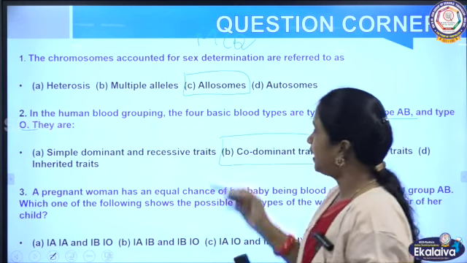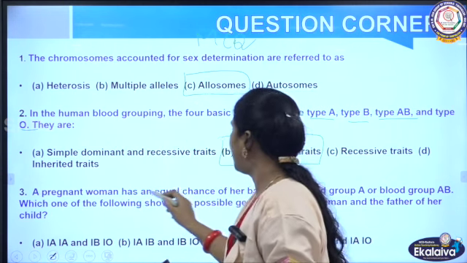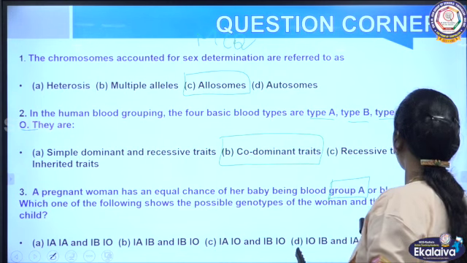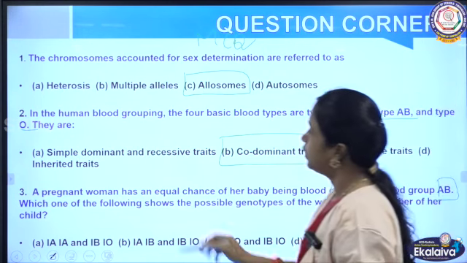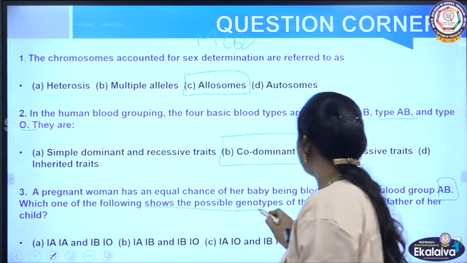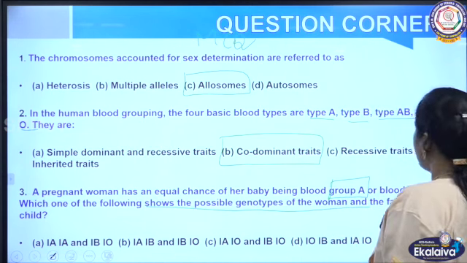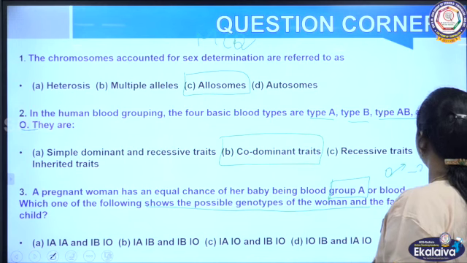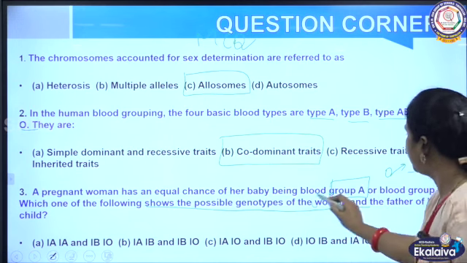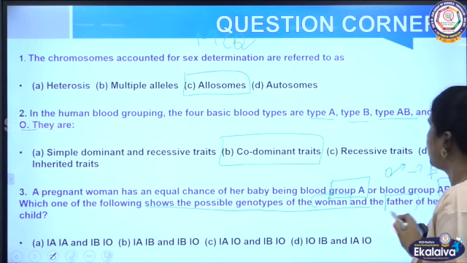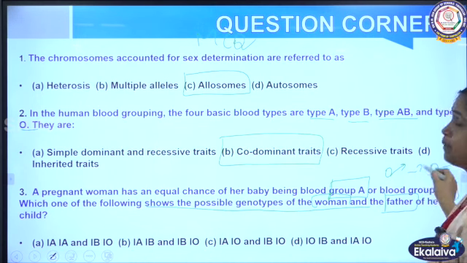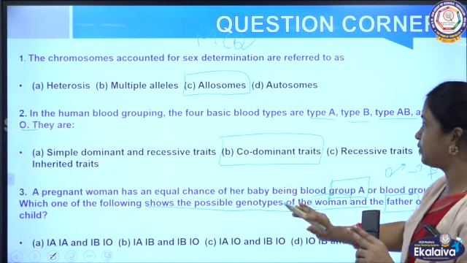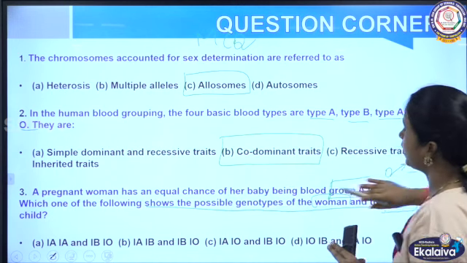Next, a pregnant woman has an equal chance of her baby being blood group A or blood group AB. Which one of the following shows the possible genotypes of the woman and the father? So they are asking the parents' blood groups. Woman and man, father. They are not asking the possible blood groups of the baby. What is the blood group of the parents? That is the question, a direct question. They have given a very good explanation.